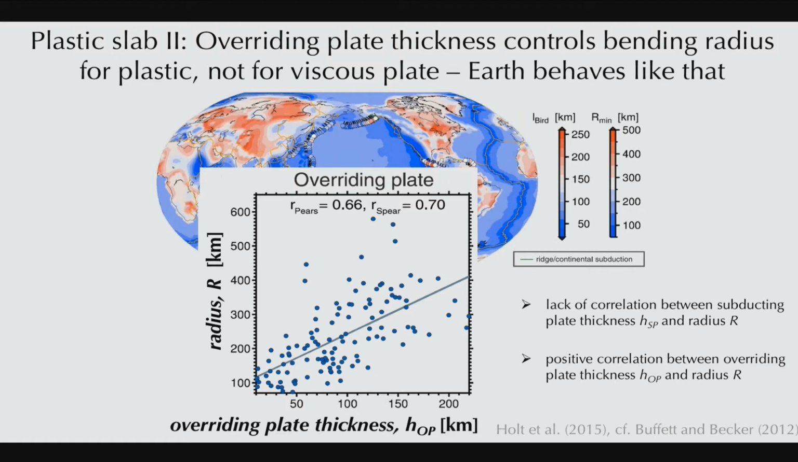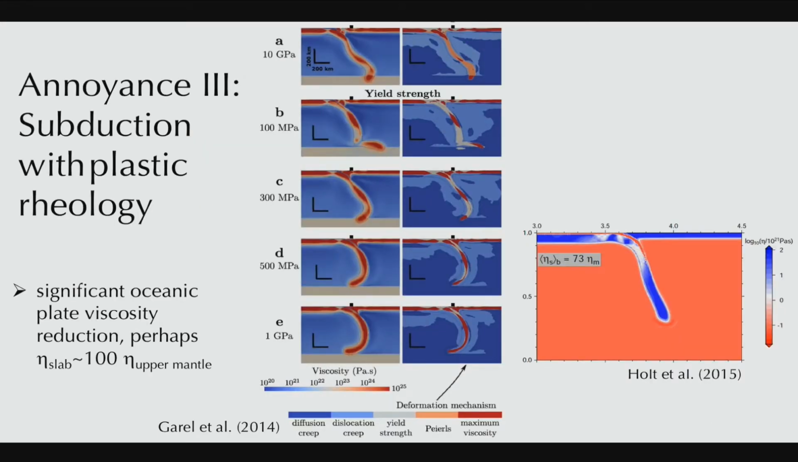If we look on Earth, we have some sort of way of measuring overriding plate thickness, and there's a fairly nice correlation between the two, which would also argue that plates are behaving effectively plastically. Right? And so what this may look like is shown here, where there's a simplified computation with plastic reduction in viscosity here. This is relative to 10 to the 21.